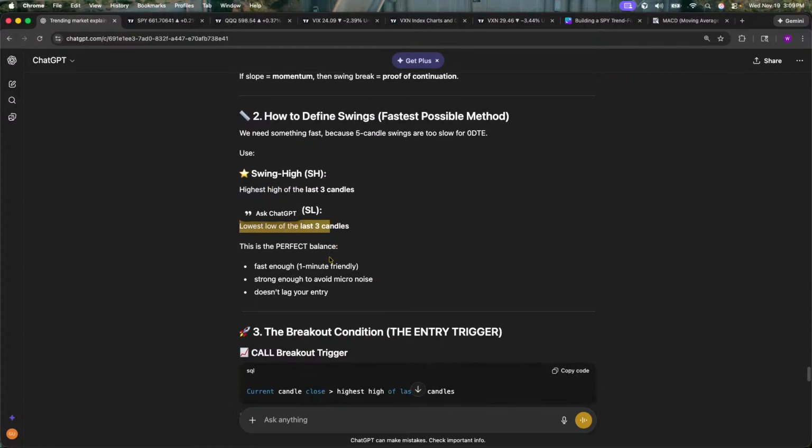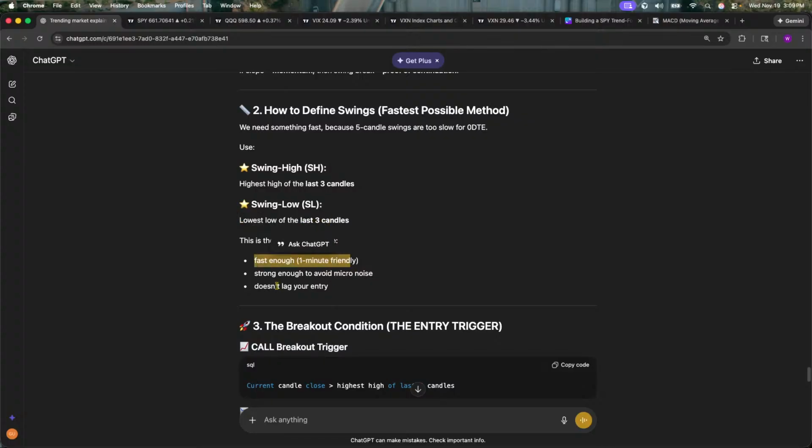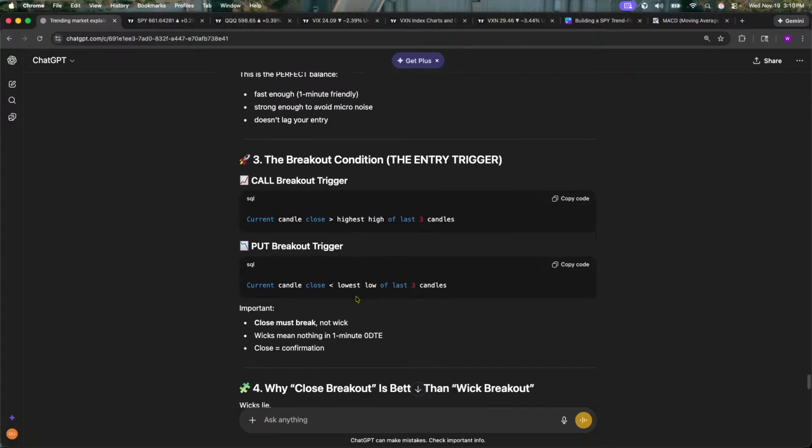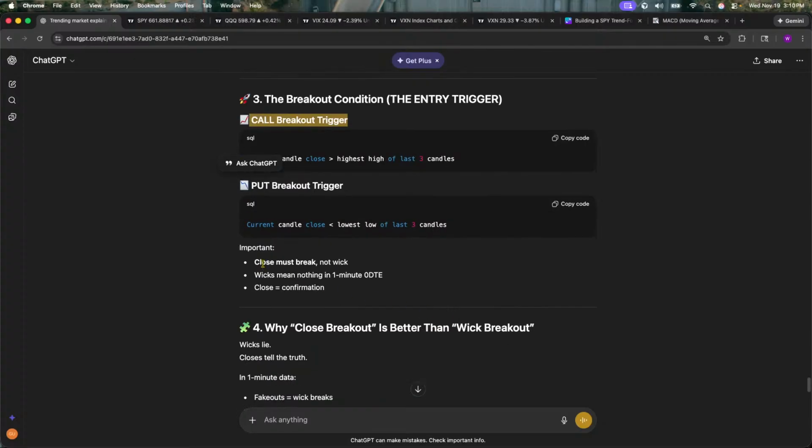Lowest low for the last three candles: perfect balance, fast enough, 1 minute friendly, strong enough to avoid the micro noise, and it doesn't lag your entry. So the break confirmation: the call breakout trigger is the current candle close is greater than the highest high of the last three candles. The put breakout trigger is the current candle close is below the lowest low of the last three candles. Close must break, not wick.